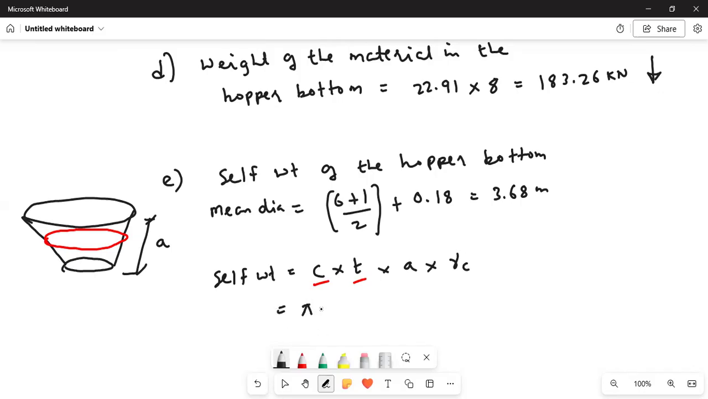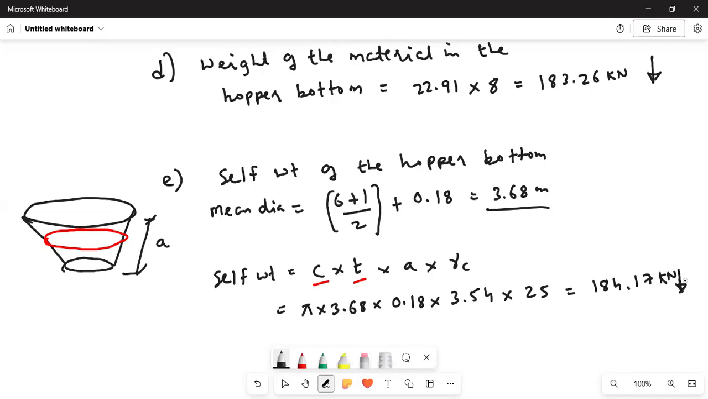So what is circumferential distance? Circumferential distance equal to pi d. Pi into d, where mean diameter is 3.68, into thickness 0.18 into A. The inclined distance is 3.54, into density of the concrete. So this is coming as 184.17 kilonewton, and which is vertically downward.